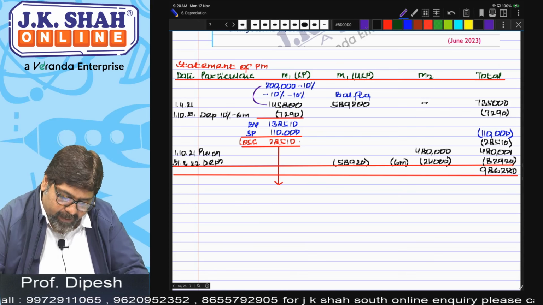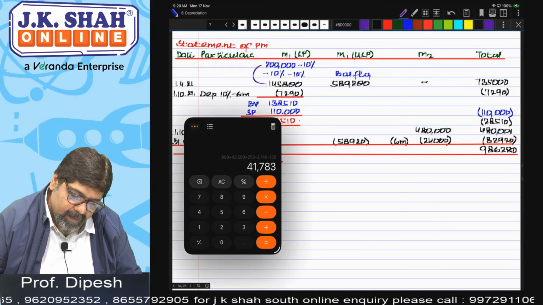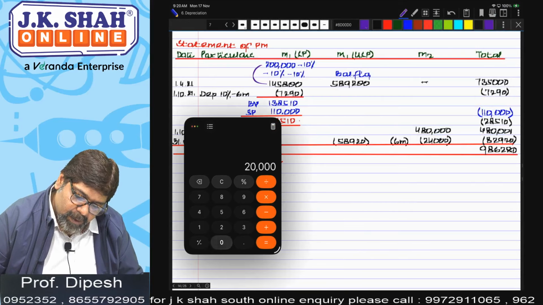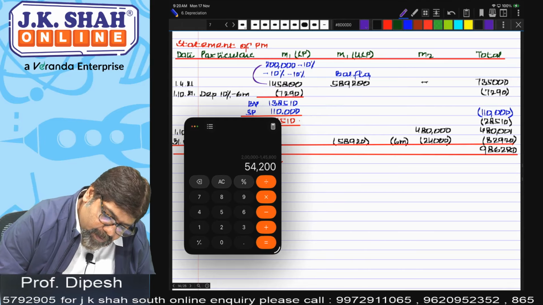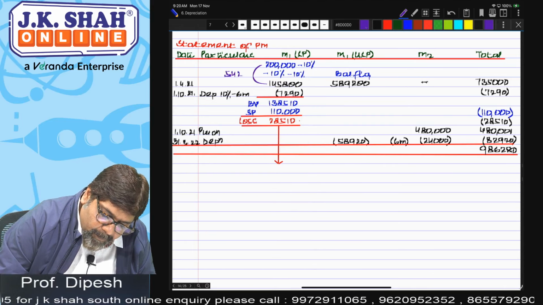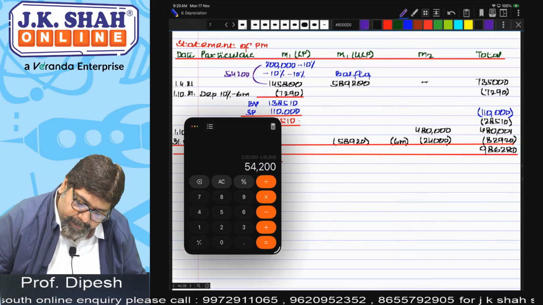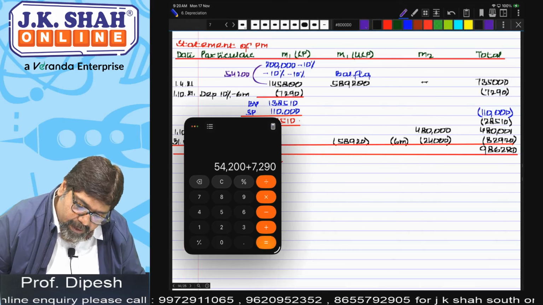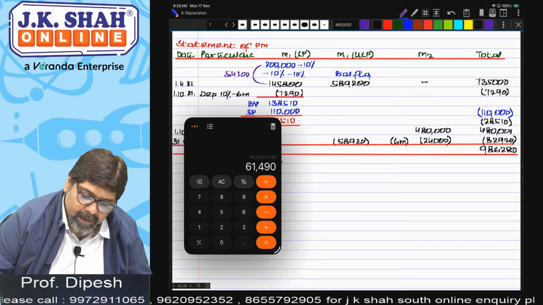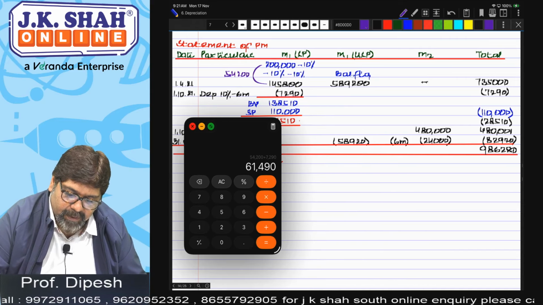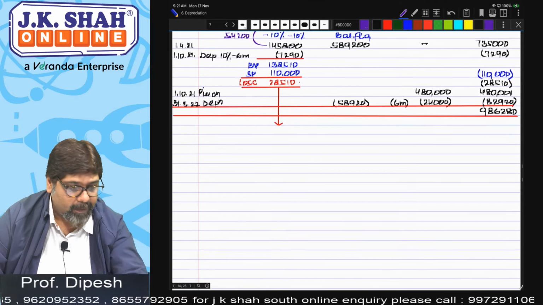Can you tell me how much depreciation you would have charged? From 2 lakh it became 145,800, chartered. That is 2 lakh minus 145,800, which is equal to 54,200. 54,200 plus 7290, current year's depreciation, is equal to 61,490. Now chartered, 61,490 is the total depreciation you have charged. Correct?